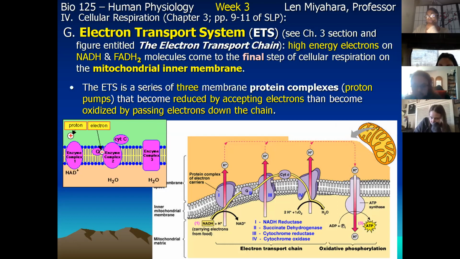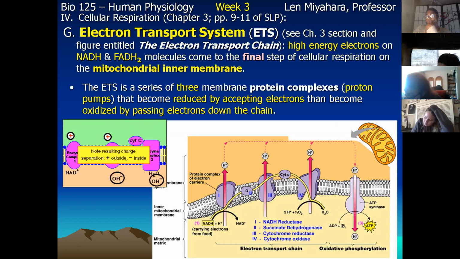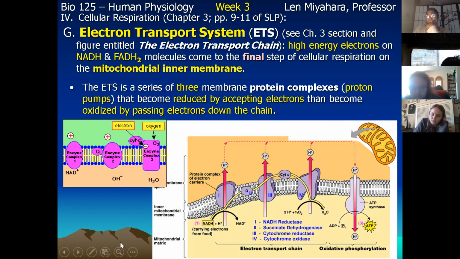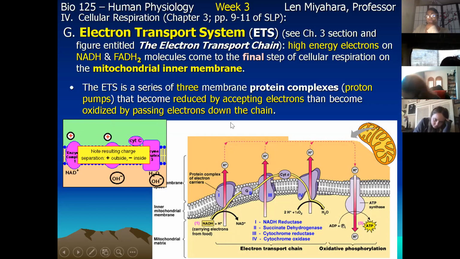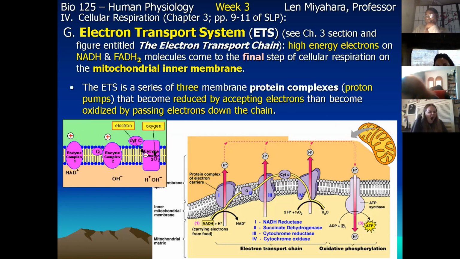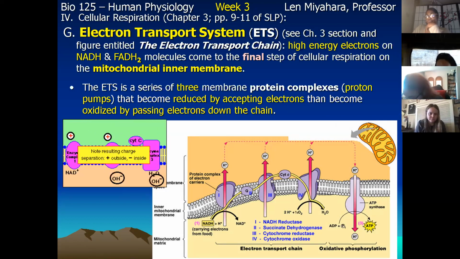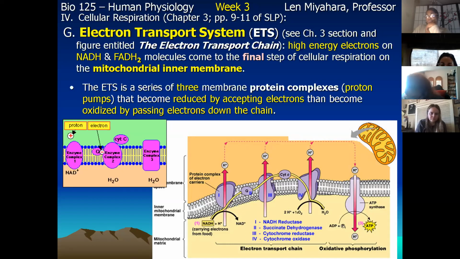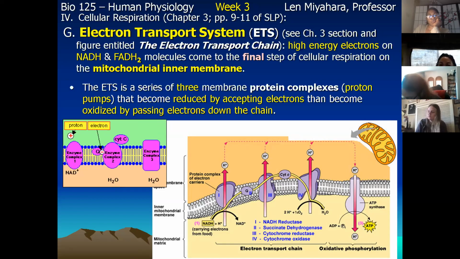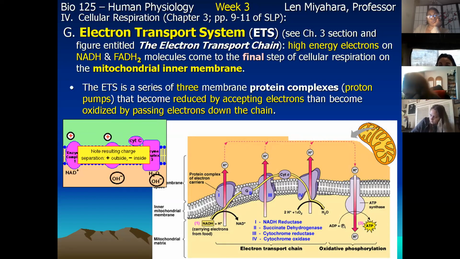And eventually this guy's going to drop off this electron, but by the time this electron has gone through all those protein boulders, it's lost all the energy. It's getting lower and lower in energy every time it's passed, but it's getting passed from one to the next. But it's saying here that when you accept the electron, that first boulder becomes reduced. When it drops it off for the second one, it becomes oxidized, and the second one becomes reduced. When the second one drops it off to the third one, this becomes oxidized, this guy becomes reduced. And then eventually it drops it off here.